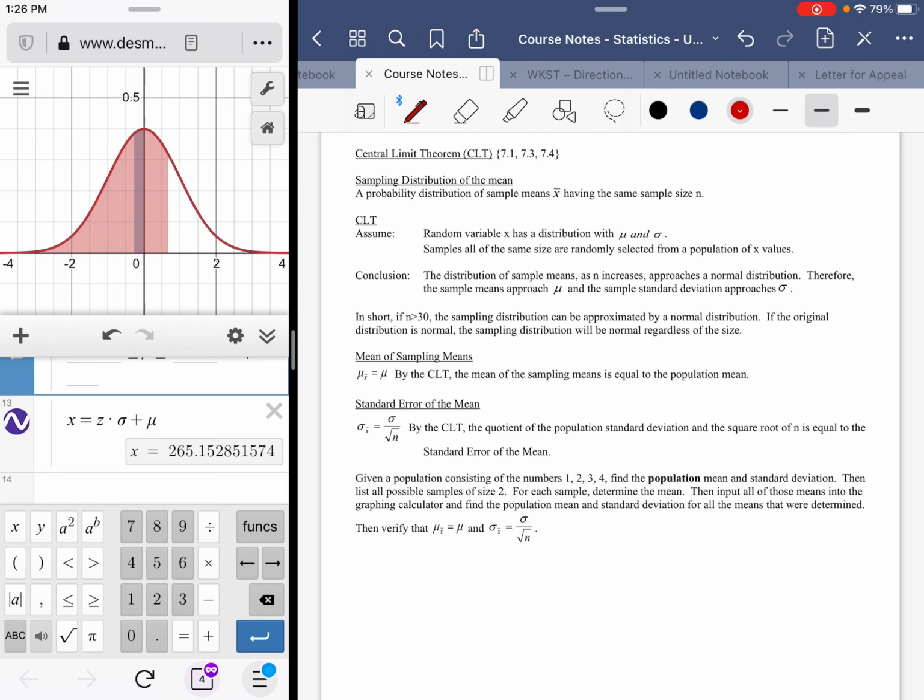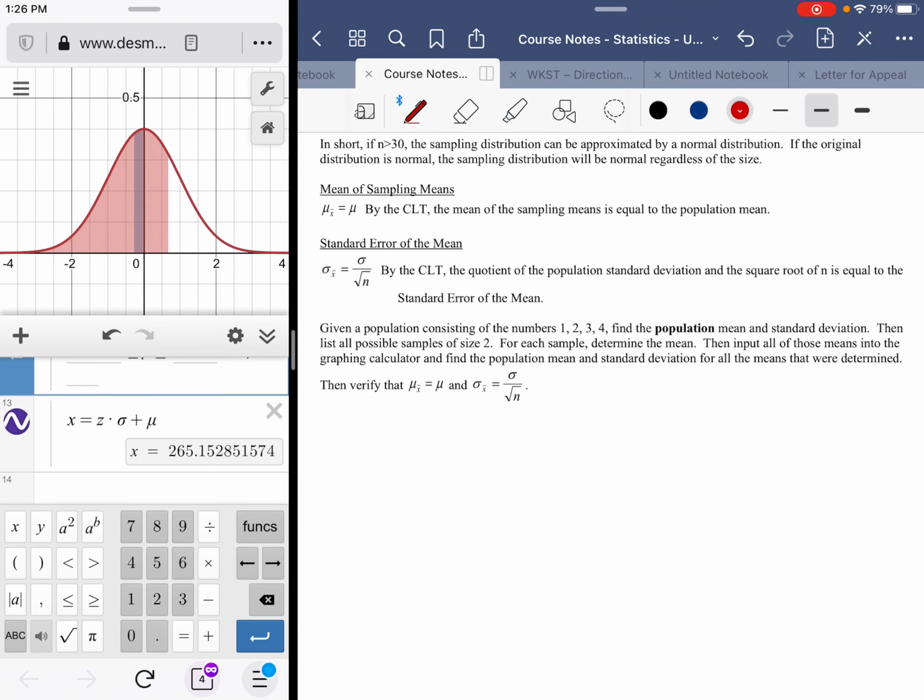All right, so we're actually going to jump right down to this little section at the bottom here where it says, given a population consisting of the numbers 1, 2, 3, 4. All right, so the population, I'll just jot it down over here. We have the numbers 1, 2, 3, and 4. Find the population mean and standard deviation. All right, then it gets a little crunchy after that, so we'll cross that bridge in a second.